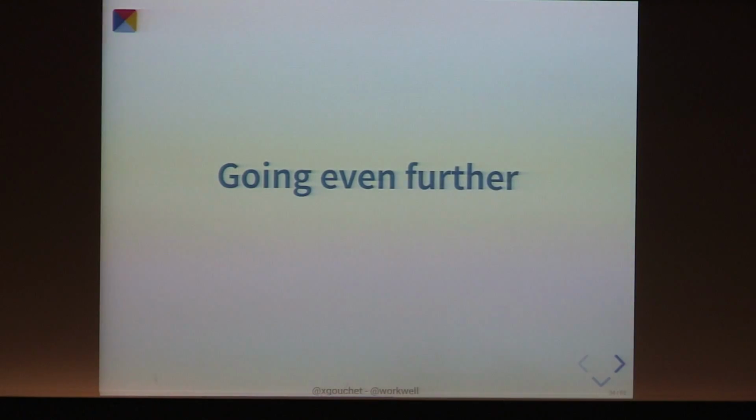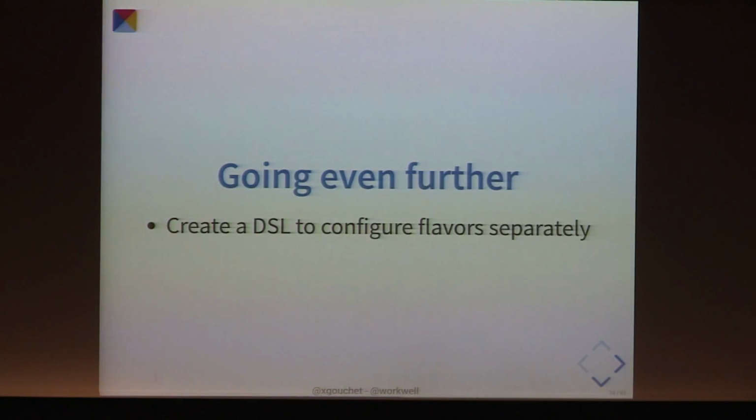So anyway, let's go even further. Right now we are downloading strings for my main flavor, but what if I want to create a DSL to configure flavors separately? Because basically, maybe I have a free version of my application and a paid version of my application. So obviously, I don't need all the strings in my free version. I need just a bunch of them. And maybe I need some strings specifically for my free version and some for my paid version.